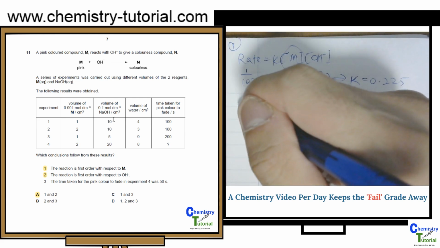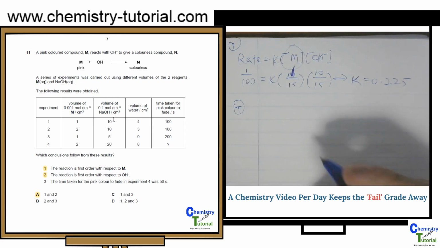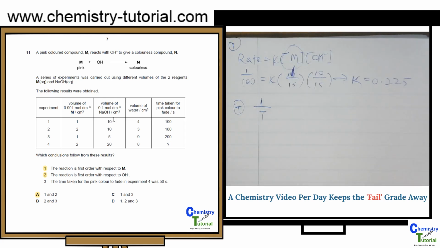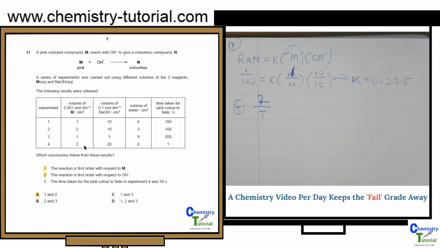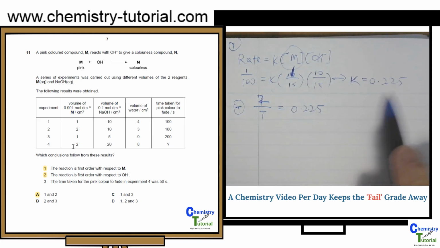So now we're going to take the data for experiment 4. We need to find what the T is, so I put a capital T here. I'm going to choose 2 over T, because the volume of the colored species is 2, so the rate is 2 over T. That equals, now I can put in k as 0.225. Why can I use the same k value? Because k is your rate constant. Rate constant is dependent on temperature and the use of catalyst.